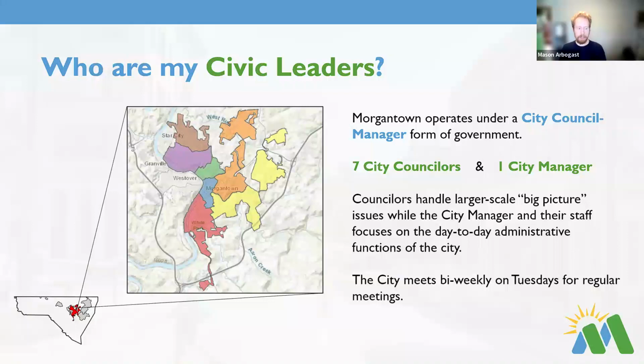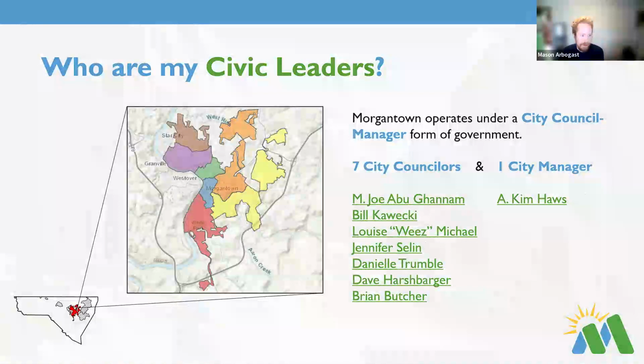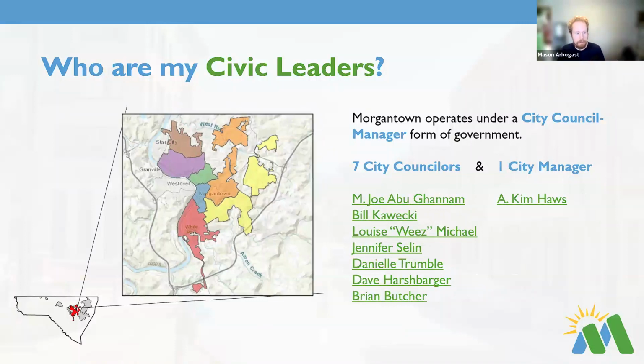The city meets bi-weekly on Tuesdays for regular meetings, and then they have various special sessions and special meetings in between that. I'm sure that Danielle maybe has some examples of what that is. These are our city councilors and manager. Each councilor represents 1 ward in the city, and that's what the map on the left shows. These councilors are elected for 4-year terms, and the city manager is an appointed position.